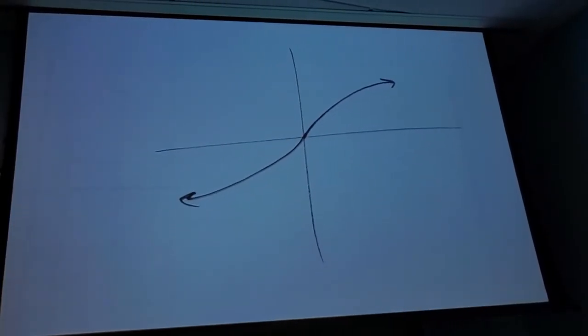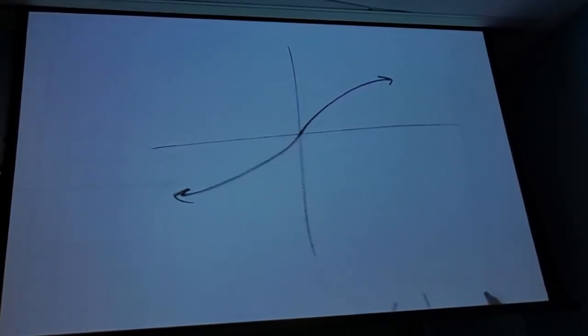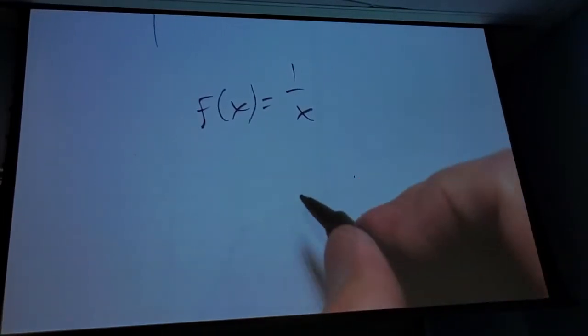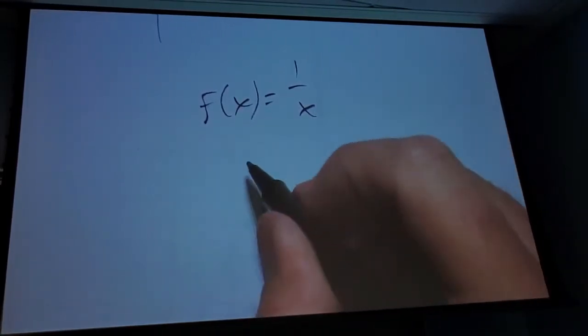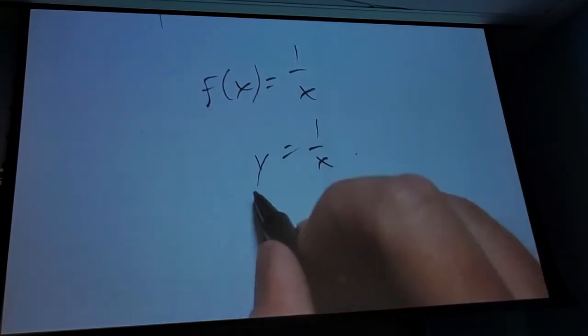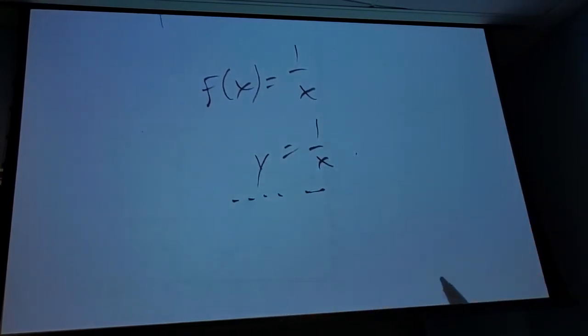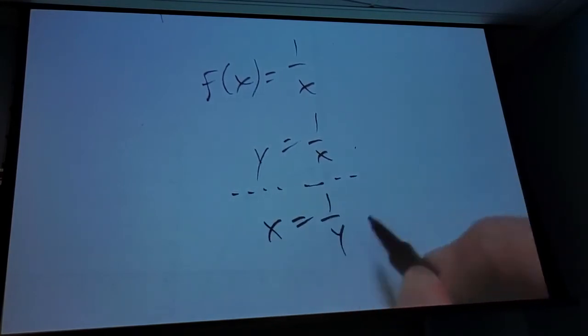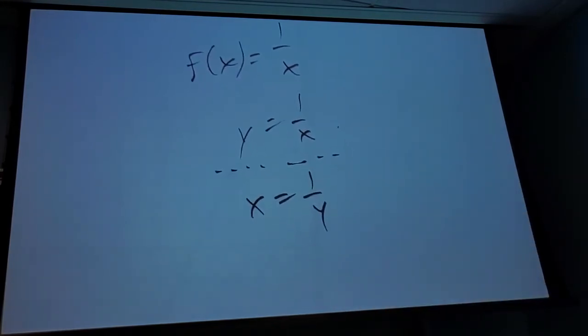Now, I do want to do one really funky one. What if I had this function? So let's go through the steps to find the inverse, right? So y equals 1 over x. How do I find the inverse? Switch the x and y. And then I have to solve for y. How do you solve that for y?